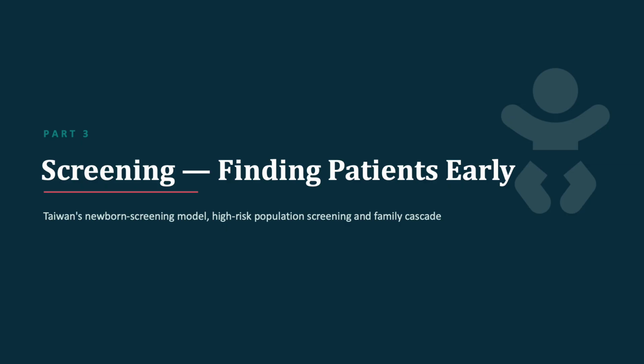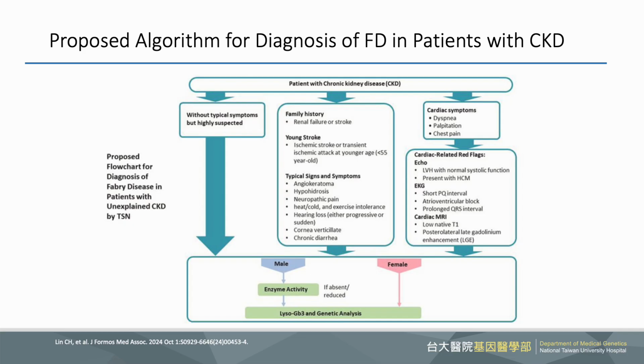Screening is where Taiwan leads the world. We have two official associations to do it. One is nephrologists, one is cardiologists. This first algorithm is published by the Taiwan Society of Nephrology. It is from Lin and me in 2024, the workflow to find Fabry disease in the CKD population.